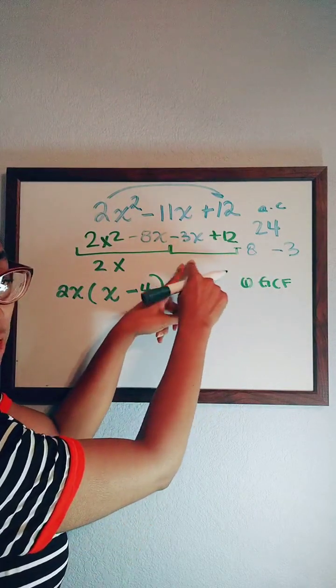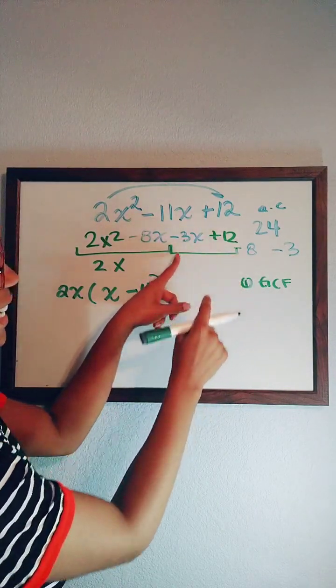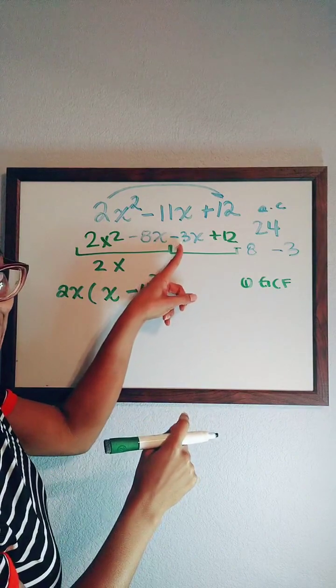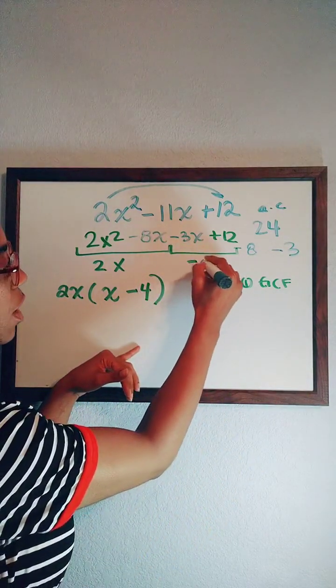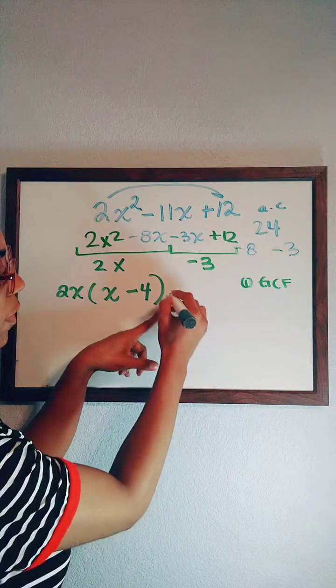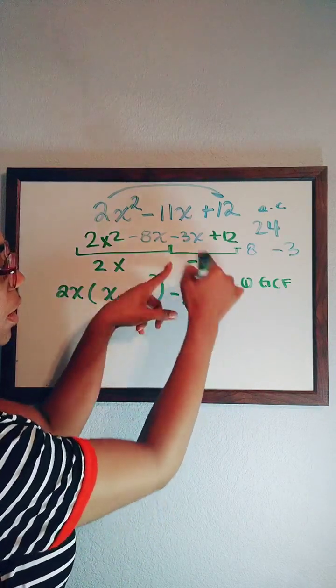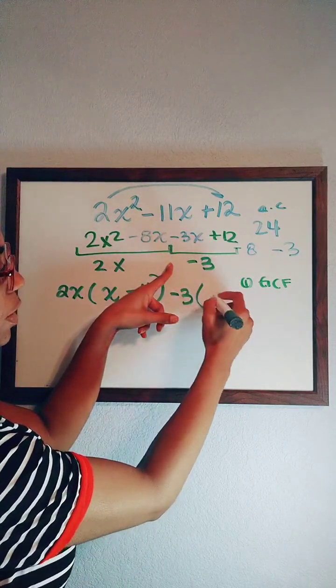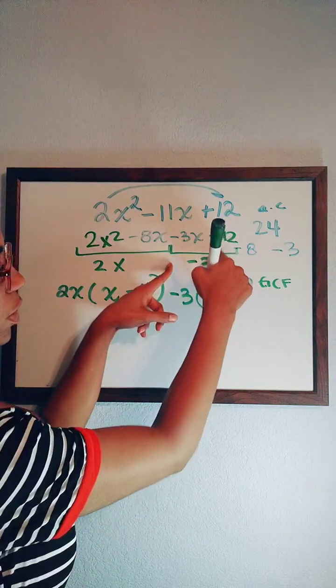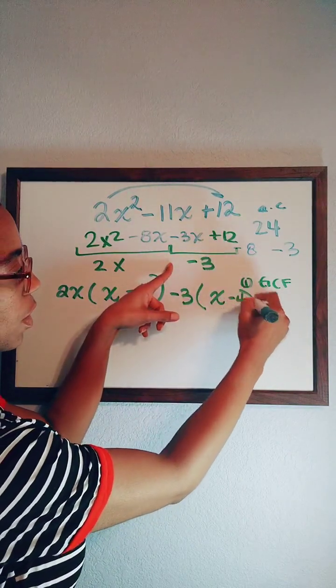My GCF over here is going to be a negative 3. If the leading coefficient is negative, you're going to always factor that out. So I'm going to factor out a negative 3. That's going to come in front of my parentheses. 3 divided by 3 is a positive 1. I'm left with x. 12 divided by negative 3 is a negative 4.